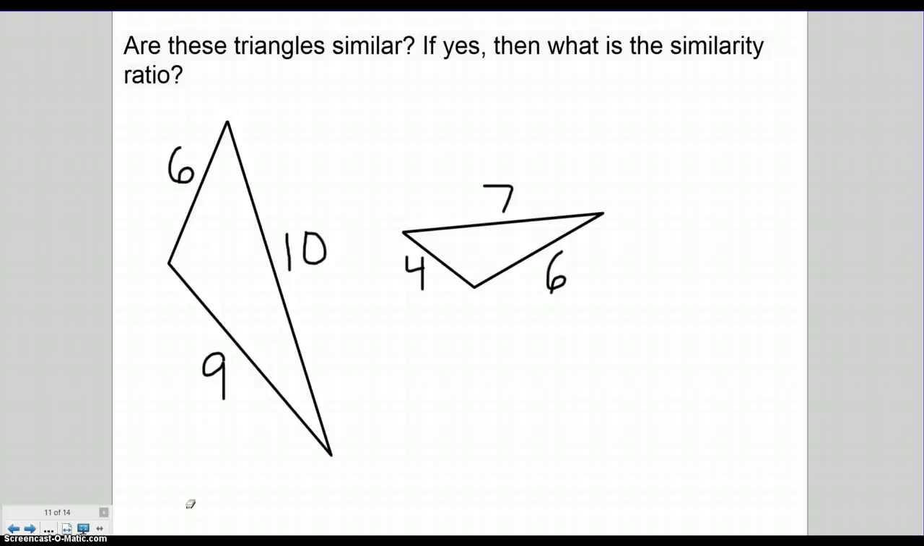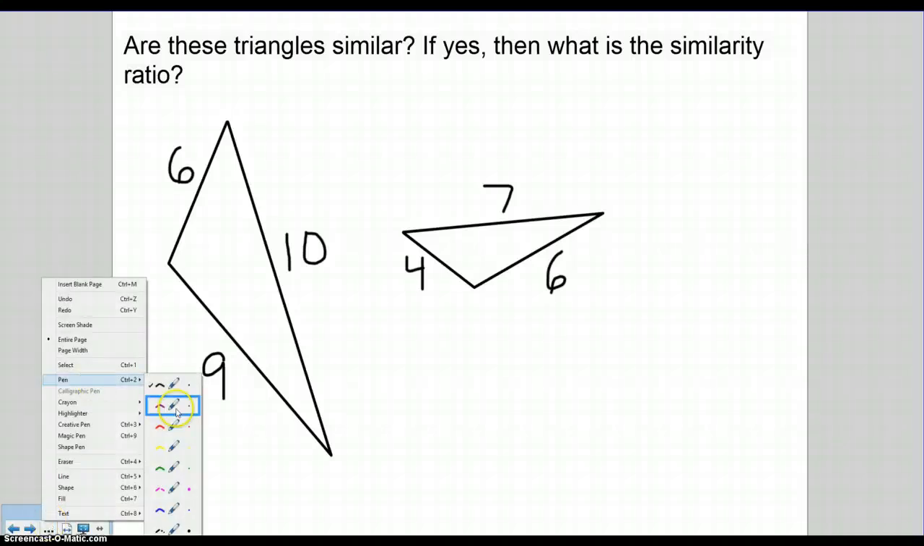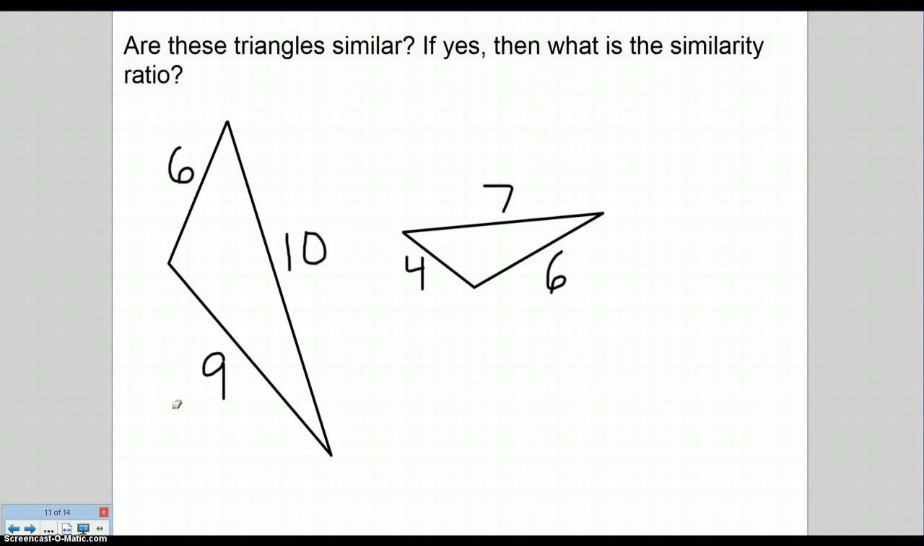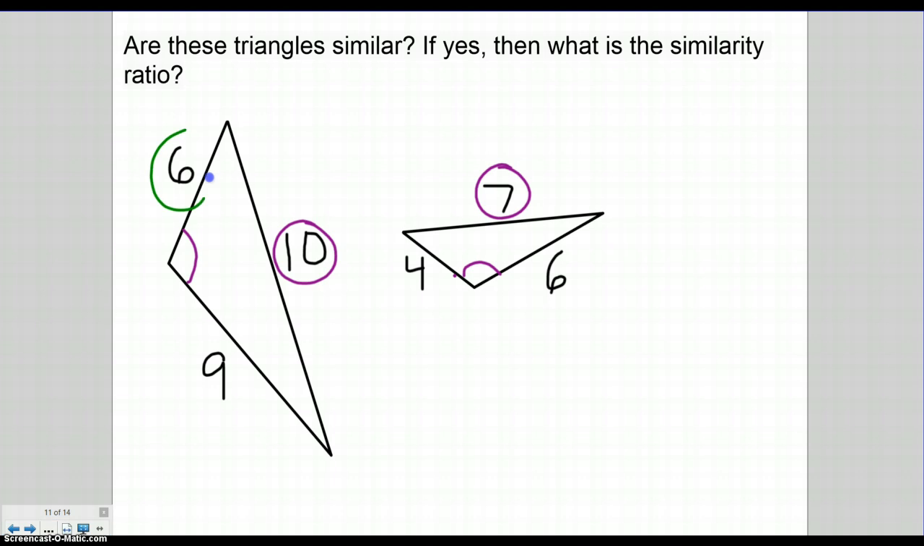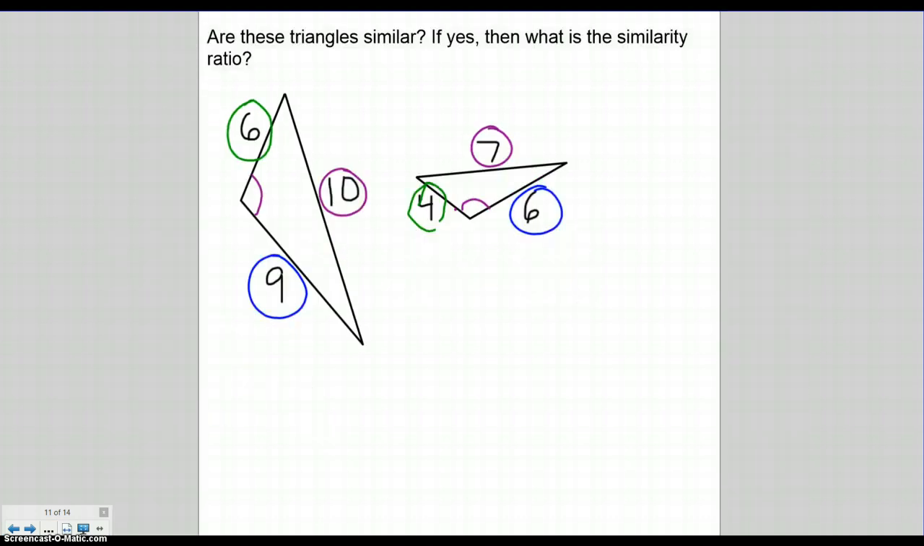Again, these are not in the same position. So let's look at your obtuse angle. You have an obtuse angle here, and you have an obtuse angle here. So we're looking at 7 corresponding to 10 because they're opposite that angle. And then 6 is going to correspond to 4, and 6 on the other one is corresponding to 9. So now we can set up our proportion to see.